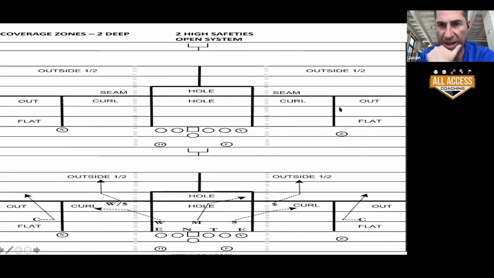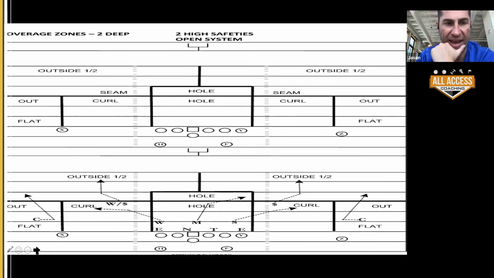You got a corner playing in the flat. You got the outside half safety technique. Well, now your grass is in the middle of the field and right in the windows between the seam curl player and the Mike. So it's really important that they understand the responsibilities of the linebackers and the safeties and the corner, so they know where to attack.